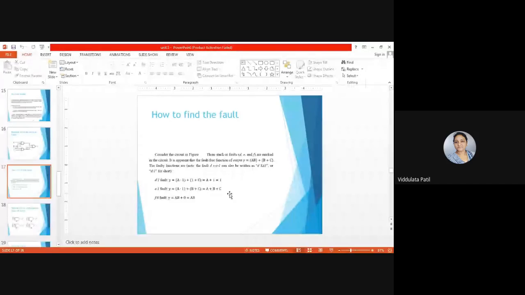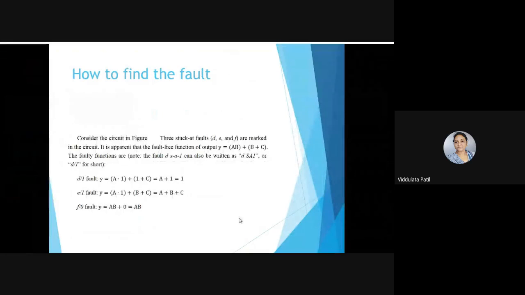I hope now it is visible. Yes, ma'am, it is visible. So, all of you understood? What will happen if D is stuck at 1? Y will be continuously equal to 1.